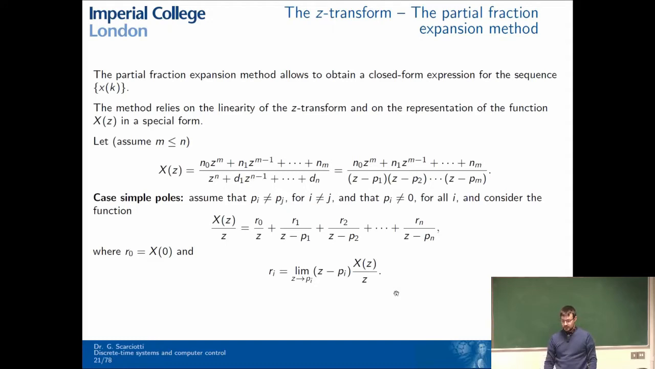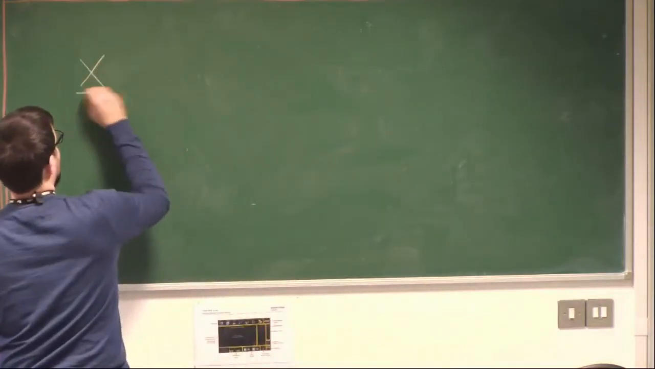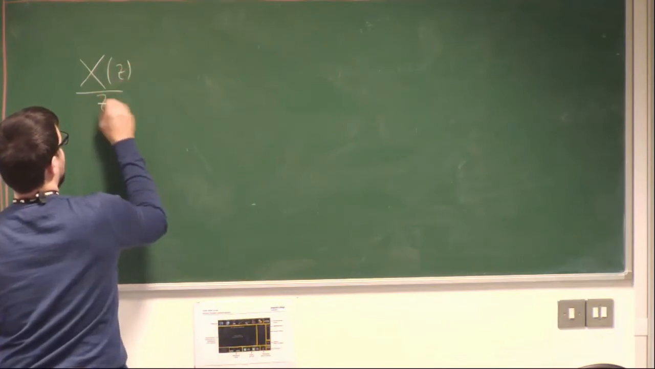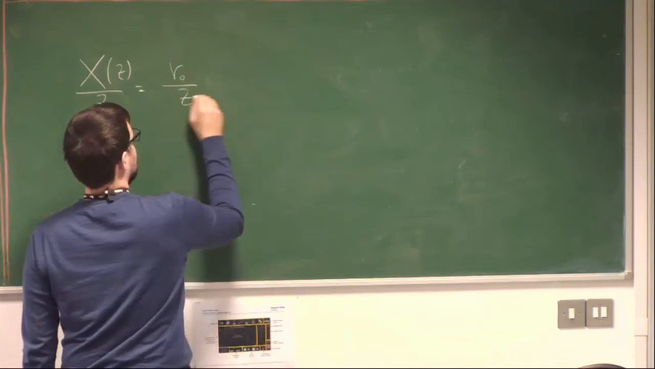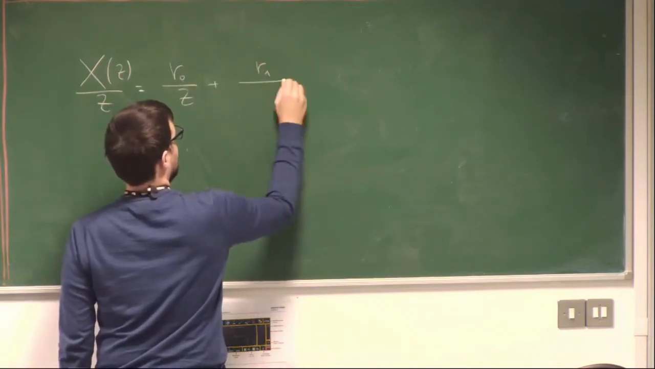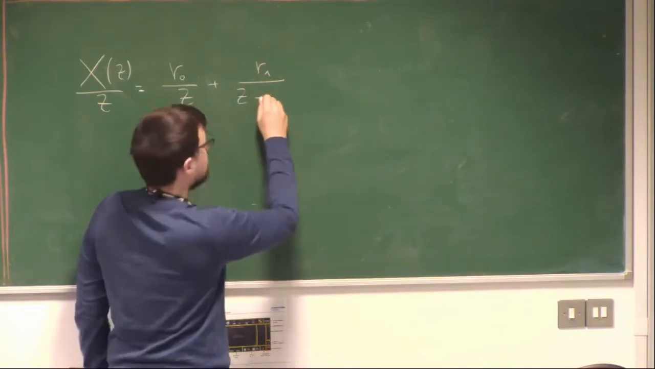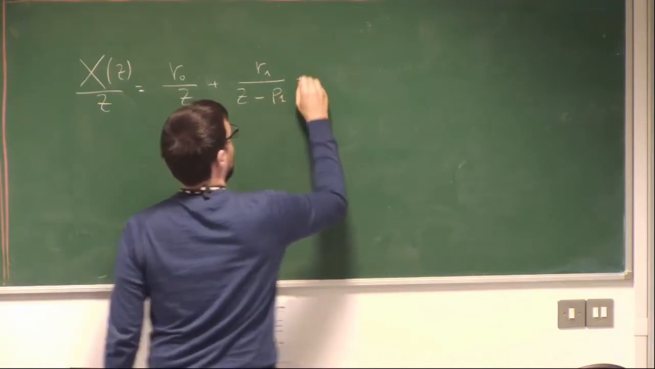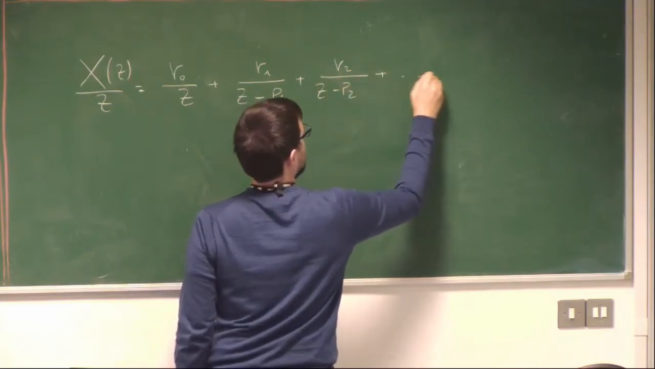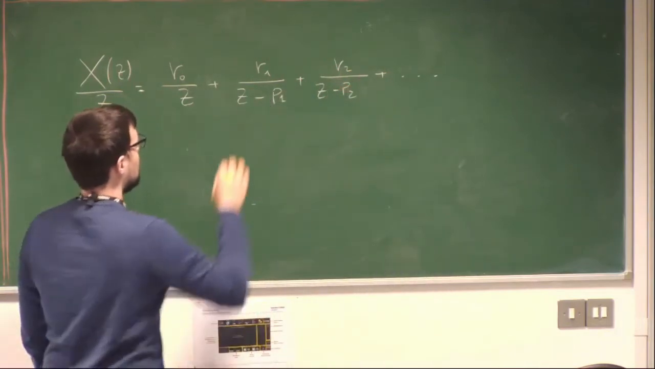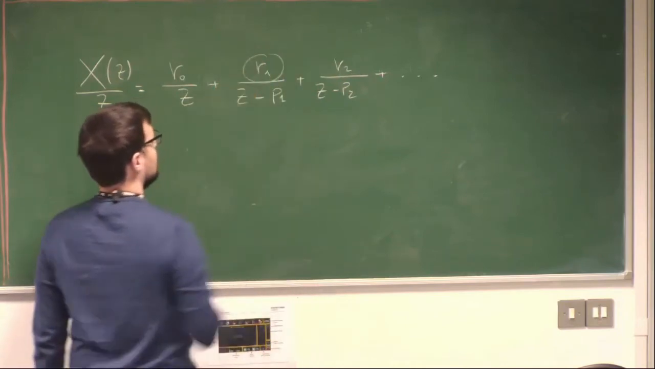Okay? So the reason why this is the definition of the residual is quite simple, and maybe we can see it quickly at the board. So we have that X(z) divided by z is equal to r0 divided by z plus r1 divided by (z minus p1) plus r2 divided by (z minus p2) plus and so on. Okay? So let's say that we want to compute this residual. So the idea is the following.